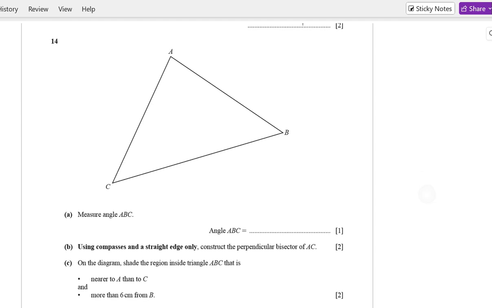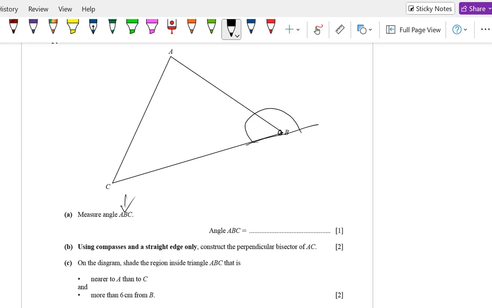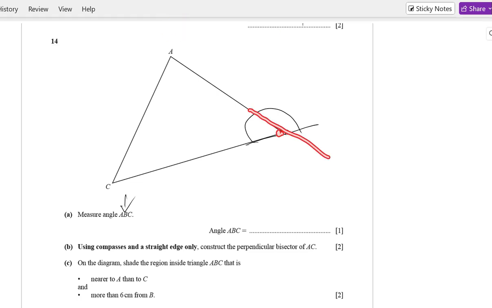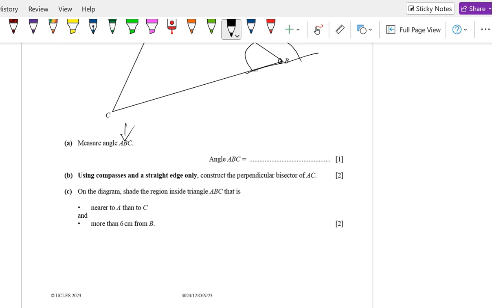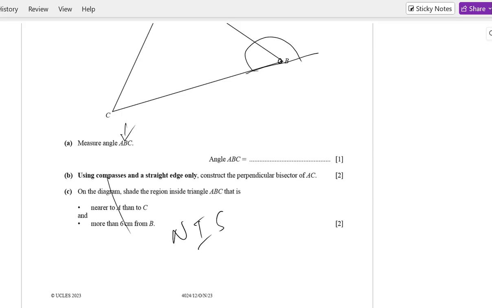Alright, measure ABC. B is in the center. So either you can put your compass like this, or you may also place your compass like this. The difference is this zero cannot be taken, this zero will be taken in this case. So this is your angle ABC, and I think the other two parts are not further in syllabus.